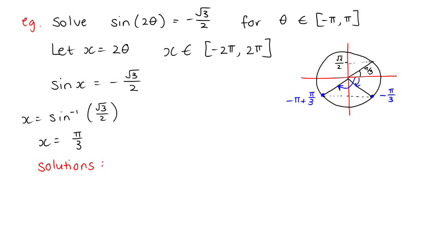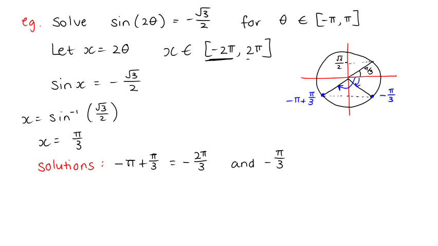Solutions so far are negative pi plus pi on 3, which equals negative 2 pi on 3, and negative pi on 3. So those are so far the two answers that we've worked out, because we've only done half of the interval. So we've only done this half of the interval here.